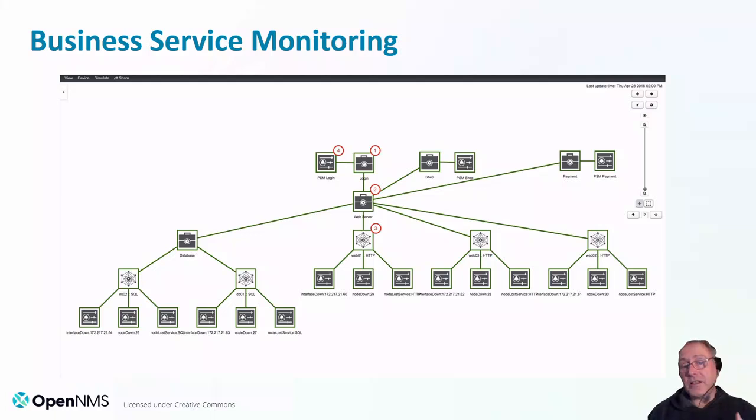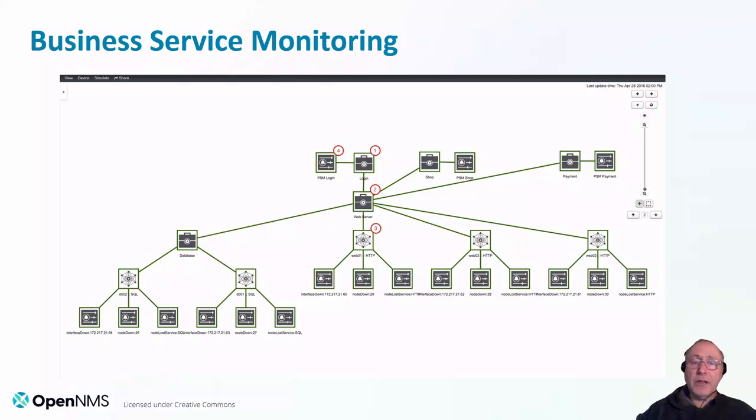So OpenNMS has quite a sophisticated way in which we can correlate both our service polling and our alarms in our network into service problems, which are then forwarded up to a user to say there is a problem affecting a particular service, and that service has multiple components in it, and as a result of these issues with those components, the service has been affected in a particular way.